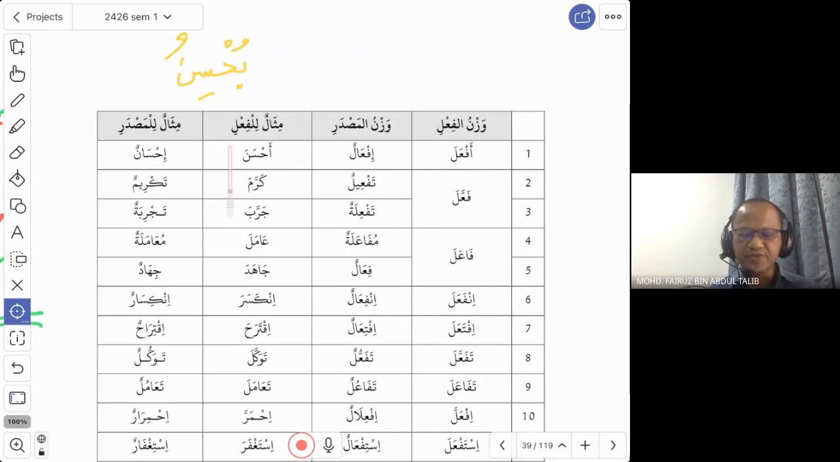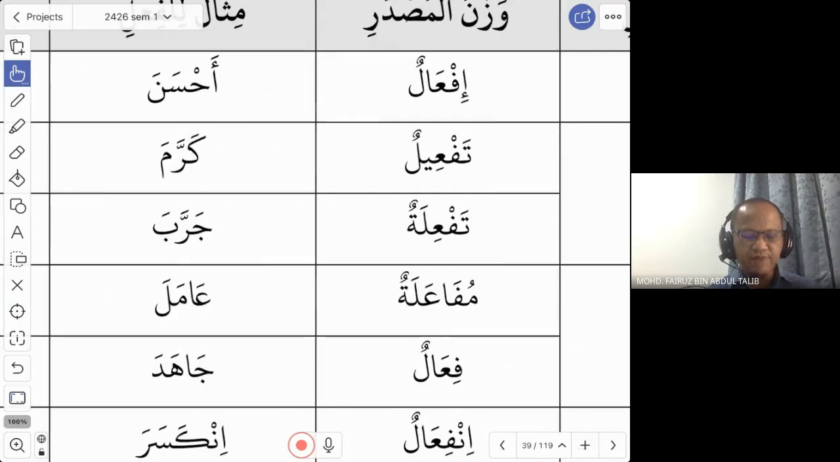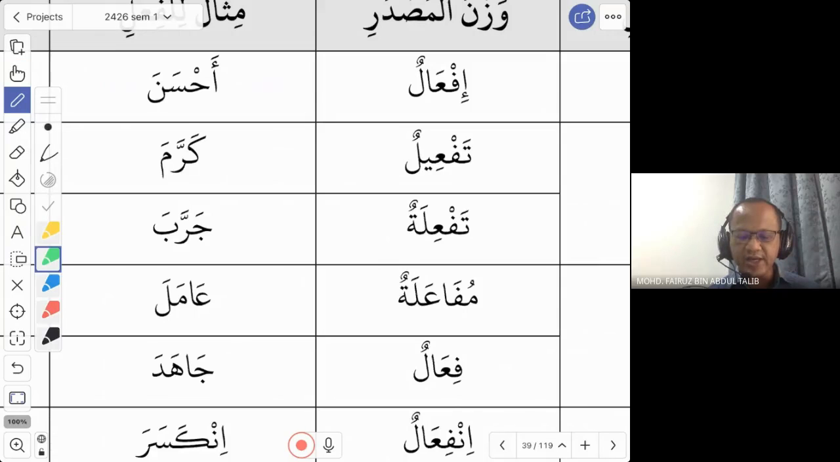Okay, you refer to the previous table. Karrama yukarrimu. And then we have this masdar, taf'il. So what is the masdar for karrama? It is takrim. So again, how do you get this? By pairing the original huruf, the fa ain lam, with the original huruf. So fa, ain, lam.